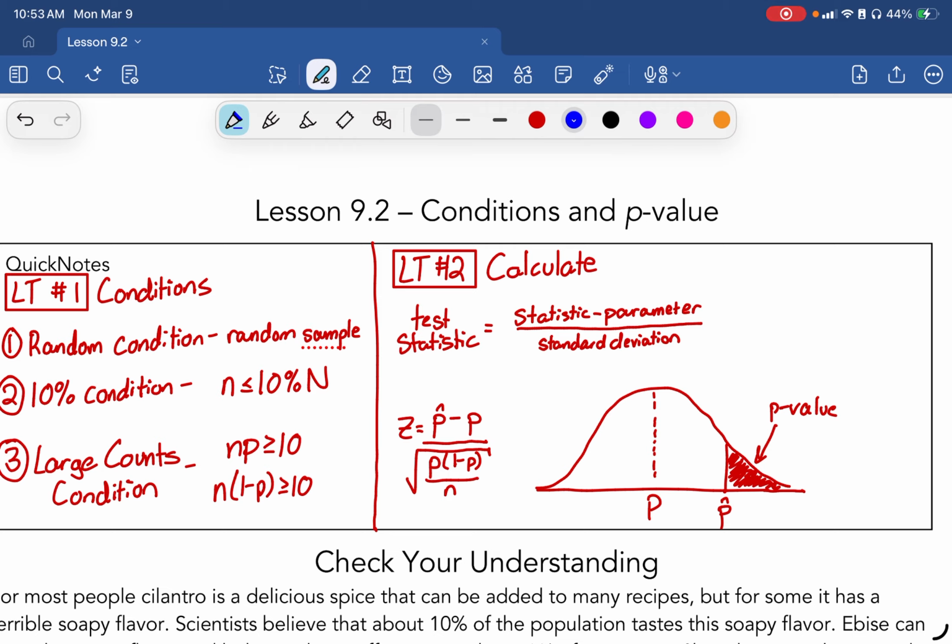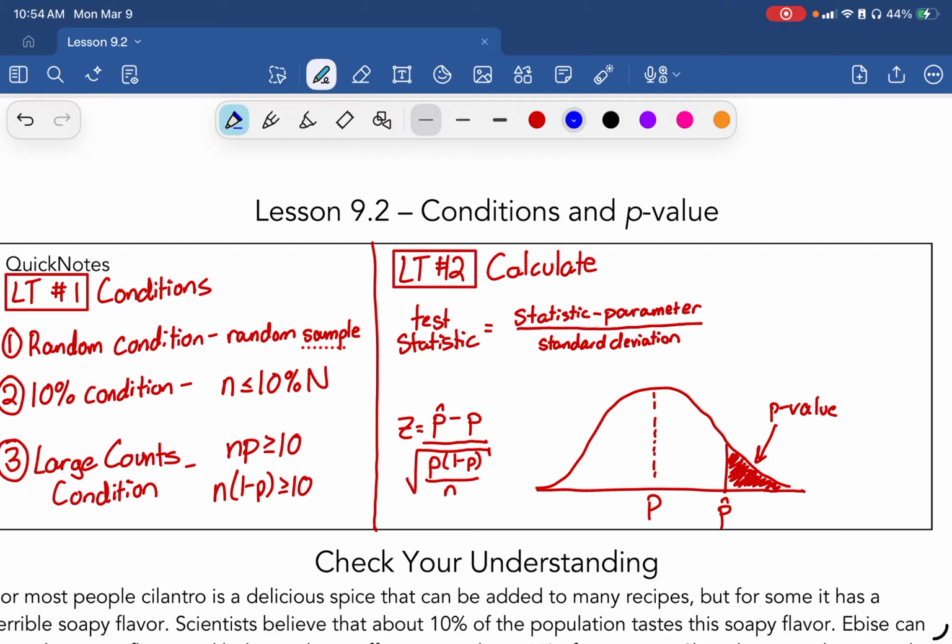The second part here, calculate the test statistic, is your statistic minus parameter divided by standard deviation. We've been doing that for a while now. It just looks funky because I can make it be p hat minus p over the square root of p times 1 minus p over n. Don't let that scare you. Just know that's how we find it for a one sample proportion we're dealing with right now.